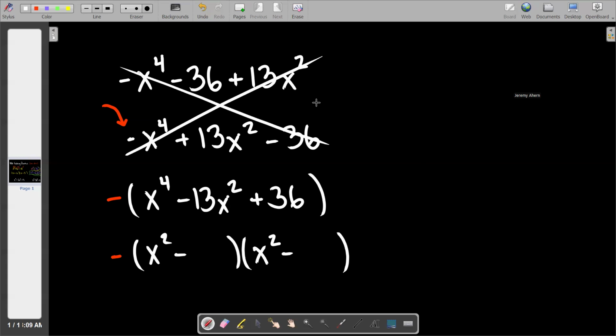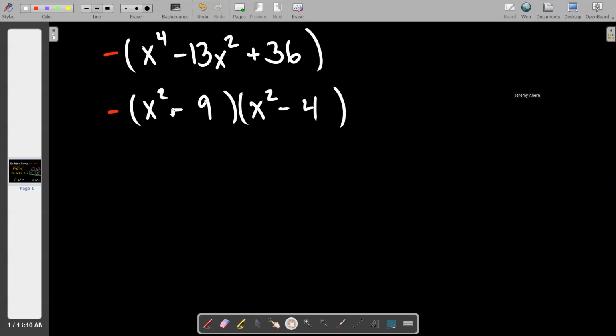So the signs are needing to make a plus 36, but adding to make a negative. So they got to both be minuses. And 9 and 4 definitely come to mind. Now there's potential that this would be where we'd stop. But as per the last couple of examples, you know that that's not the case.